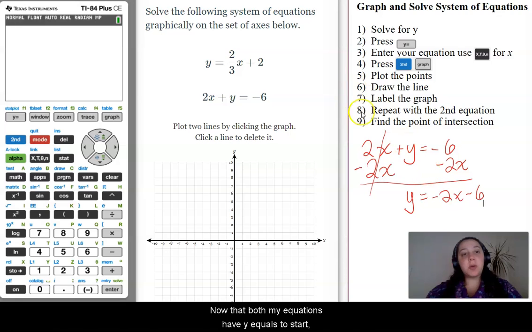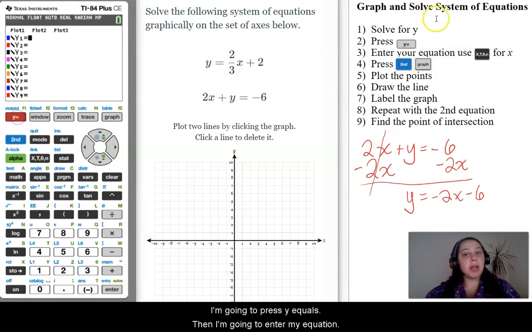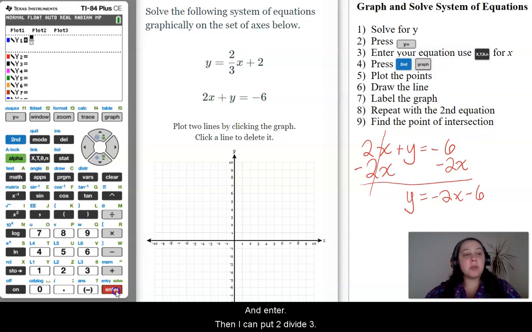Now that both my equations have y equals to start, we can put them in the calculator. I'm going to press y equals, then I'm going to enter my equation. To put in a fraction, I press alpha y equals and enter. Then I can put 2 divide 3. Make sure you use this button for x plus 2. Then I'm going to press second graph.